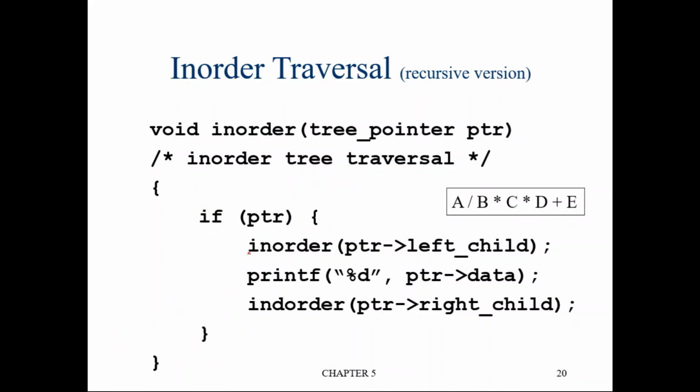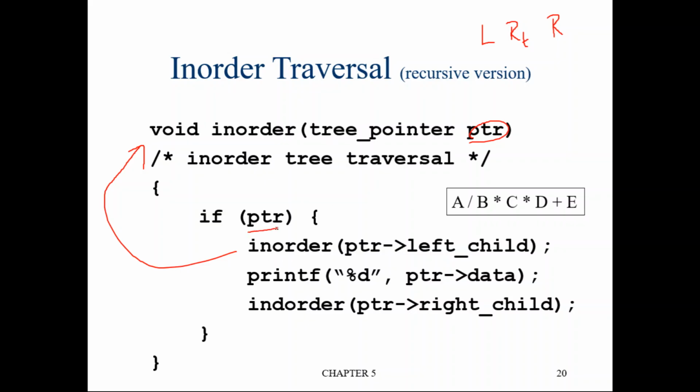Here this is an in-order traversal. So in-order traversal means what is the order? First what should be visited? First visit the left child, then root, then visit the right child. So what we are doing is we are calling the same function inorder recursively, and for this parameter you are passing its left child. This node is pointing to the root node, so the root node's left child is passed.